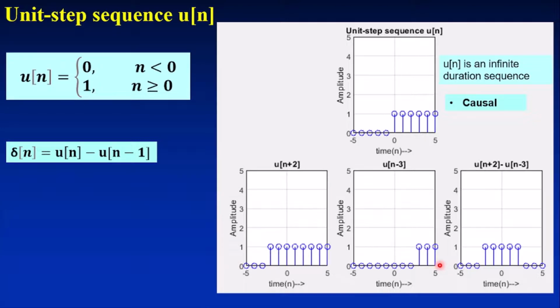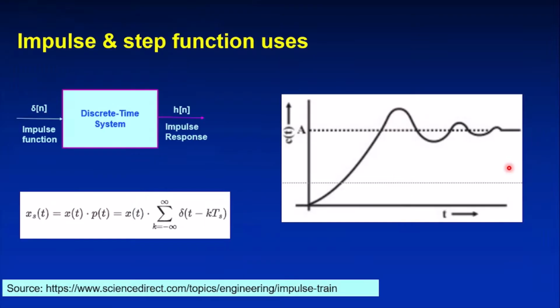Now I can get a finite version from these two. I can subtract u of n minus 3 from u of n plus 2 as shown here. I end up getting a finite duration sequence as shown here. So you get only 5 samples starting at n equal to minus 2 up to n equal to 2, and the sample at n equal to plus 3 gets cancelled here because of the subtraction. So that's about the unit step function.